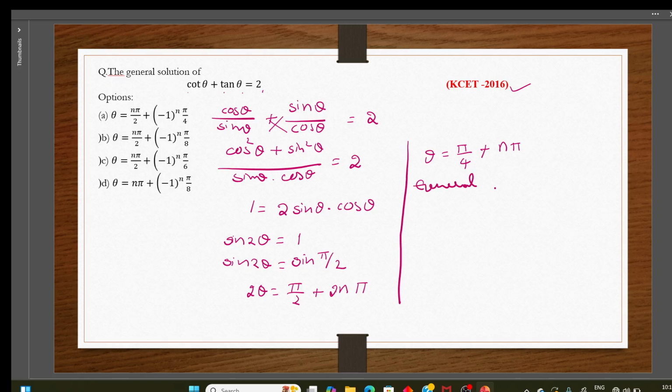Now write the general solution: theta is equal to n pi plus minus 1 whole to the power of n pi by 4. Okay, so this is the answer. Which option here? Option A is the correct answer. This question is from KCET 2016.